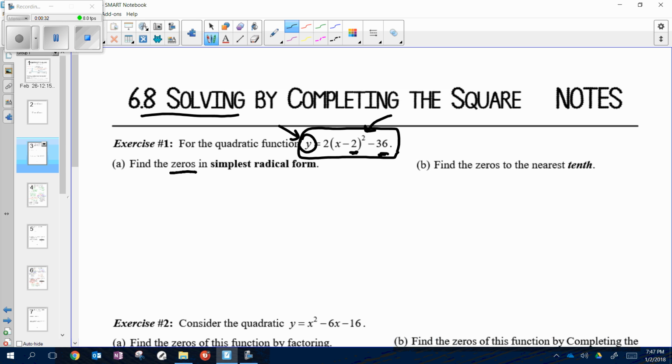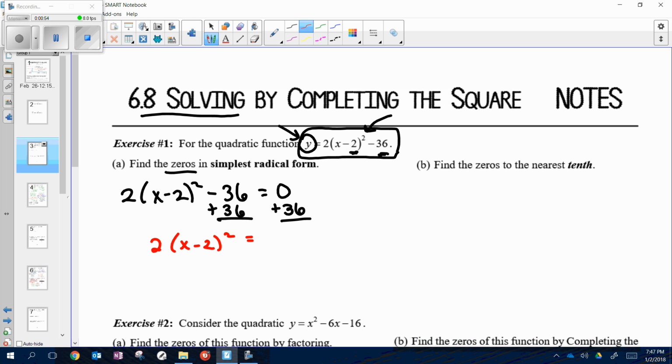If we want to find the zeros of this equation in simplest radical form, you're going to set the equation equal to 0 instead of y, because y will equal 0. And you're going to use inverse operations. So this is a review. Just did this a day ago. So you're going to add 36 to both sides. That leaves you with 2(x minus 2) squared equals 36. You're going to divide by 2. Now I have (x minus 2) squared equals 18. 36 divided by 2 is 18.